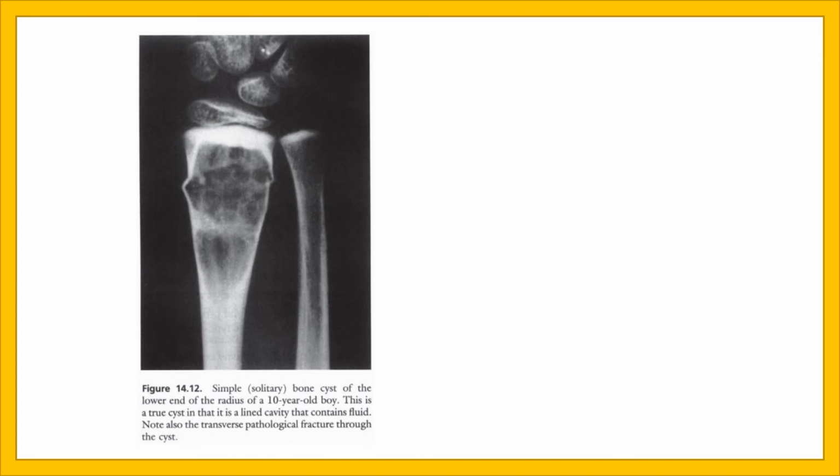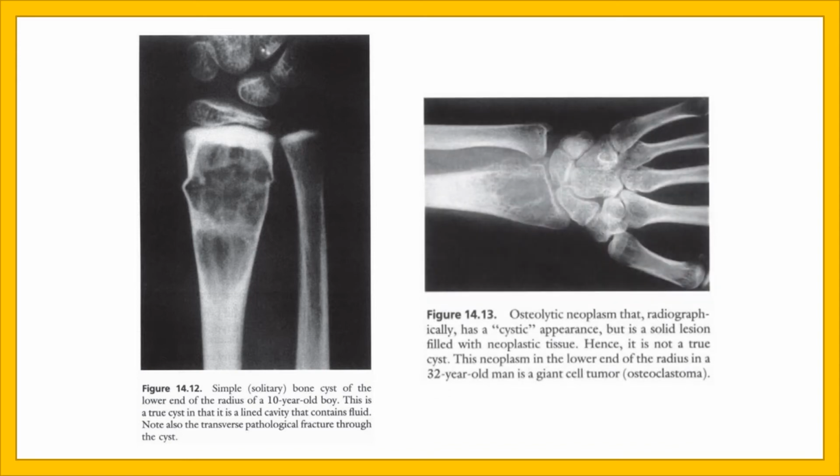First picture is a simple or solitary bone cyst of the lower end of the radius of a 10-year-old boy. This is a true cyst in that it is a lined cavity that contains fluid. Note also the transverse pathological fracture through the cyst. Picture 2. Osteolytic neoplasm that radiographically has a cystic appearance, but is a solid lesion filled with neoplastic tissue. Hence, it is not a true cyst. This neoplasm in the lower end of the radius in a 32-year-old man is a giant cell tumor or osteoclastoma.